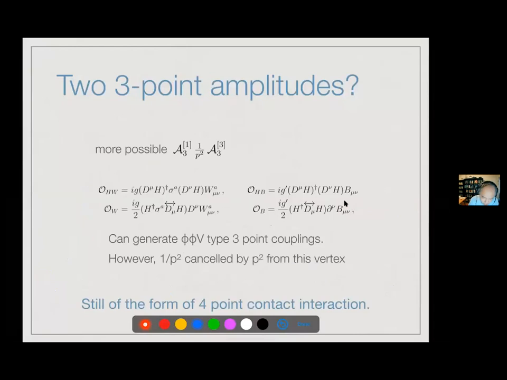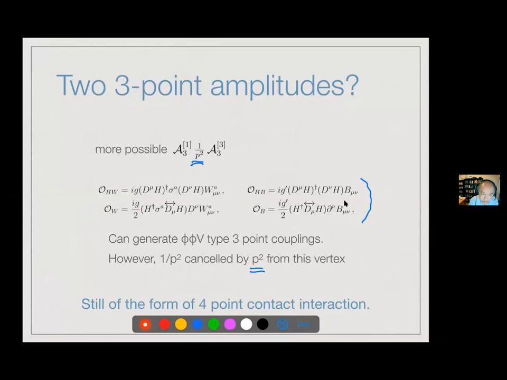Okay, so there are more possible ways to put them together. Another way is coming from this set of operators, okay? In particular, this set of operators gives you couplings with two scalars and one vector, 3-point couplings. However, these couplings have a P squared from the vertex, and it actually cancels the P squared in the propagator here. So therefore, these are still 4-point contact interactions.